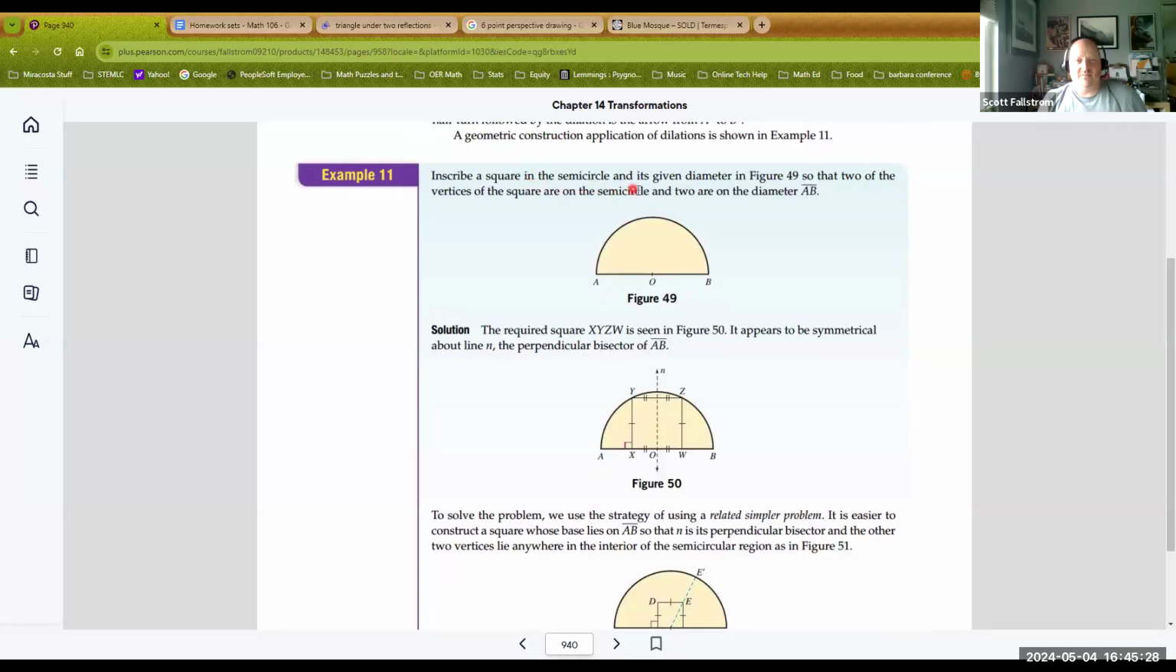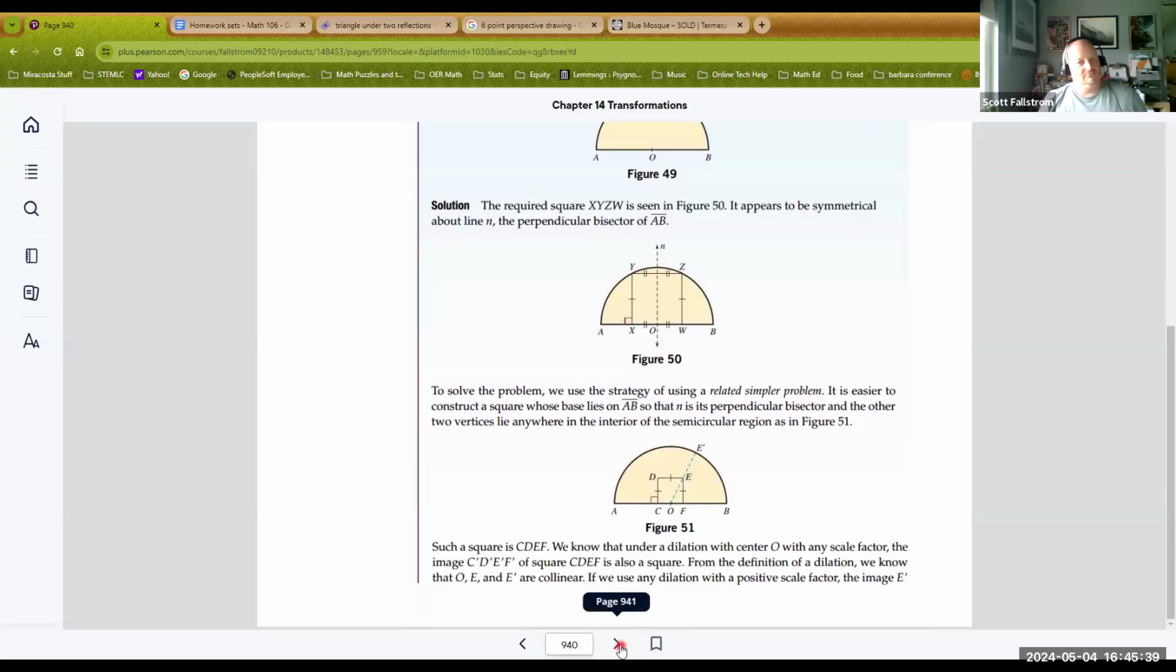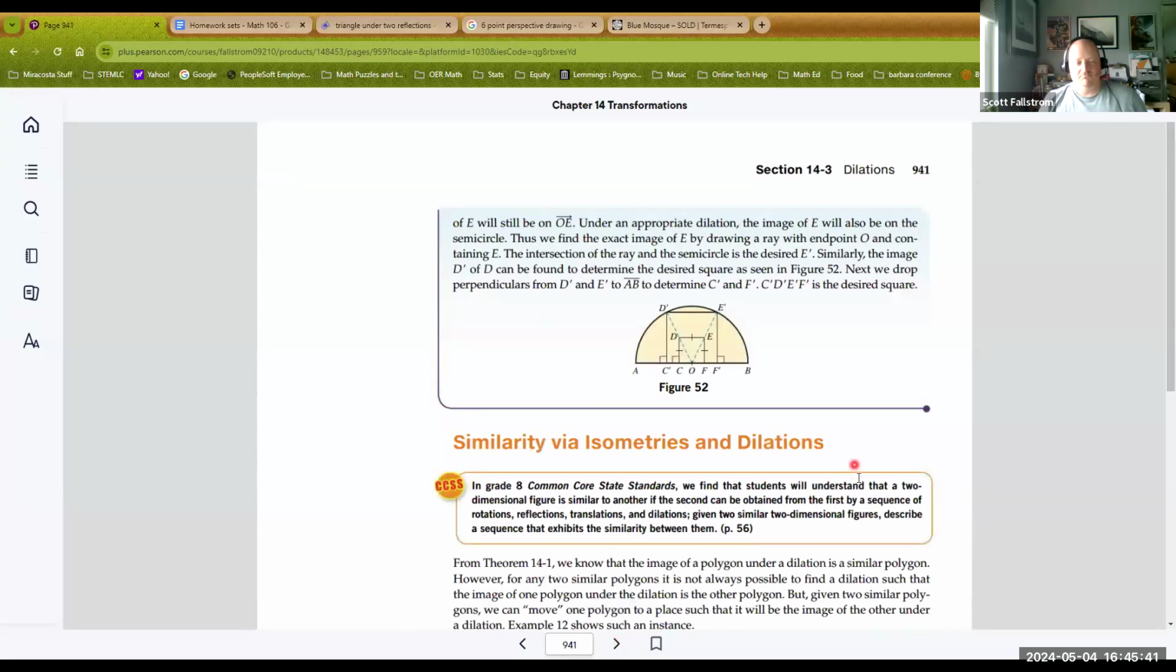Inscribe a square in a semicircle with a given diameter so that two of the vertices of the square are on the semicircle and two are on the diameter. Okay, that seems like a cool problem. Yeah, and the way they solve it is with a dilation. So they find the center point of the circle, and then from there they build a square out, because you can build a square anywhere.